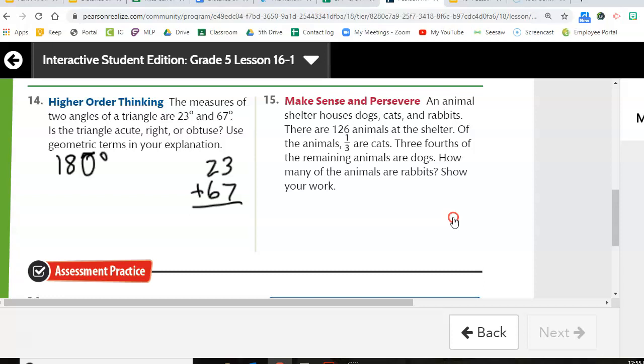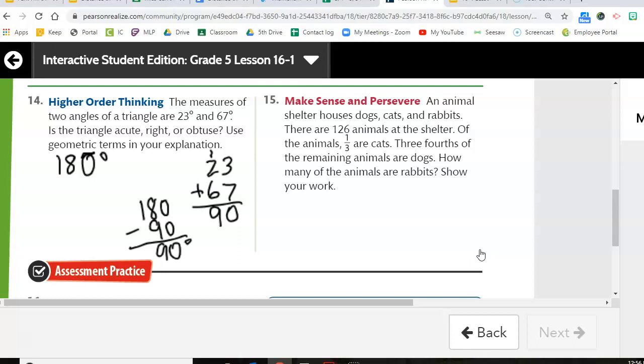So 7 plus 3 is 10. 1 plus 2 is 3, plus 6 is 9. Okay, so I already have 90 degrees. Now I have to figure out how much I have left. So if I take my 180 and subtract that 90, I can see how much is left. So 0 minus 0 is 0. 18 minus 9 is 9. So that means I have 90 degrees left. So my third angle has to be 90 degrees.